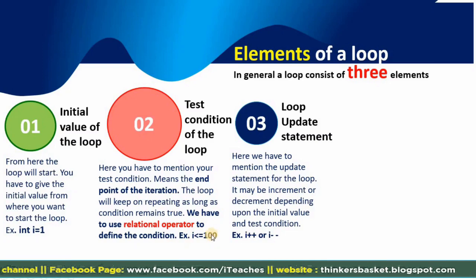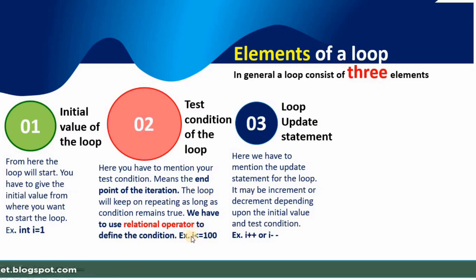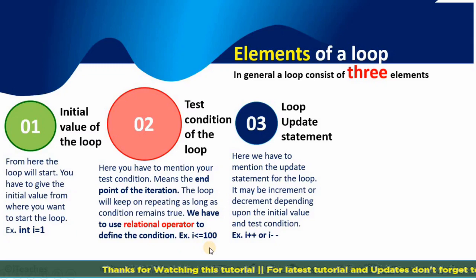But if you think just the opposite, that if my initial value is 100 and I have to go towards 1, suppose in this 100 place if I put 1, in that case what will happen? I need to come back from 100 towards 1. So here the condition will also change. Here it will be I greater than equal to 1. So that means as long as my value is greater than equal to 1, the condition remains true and the loop will execute.